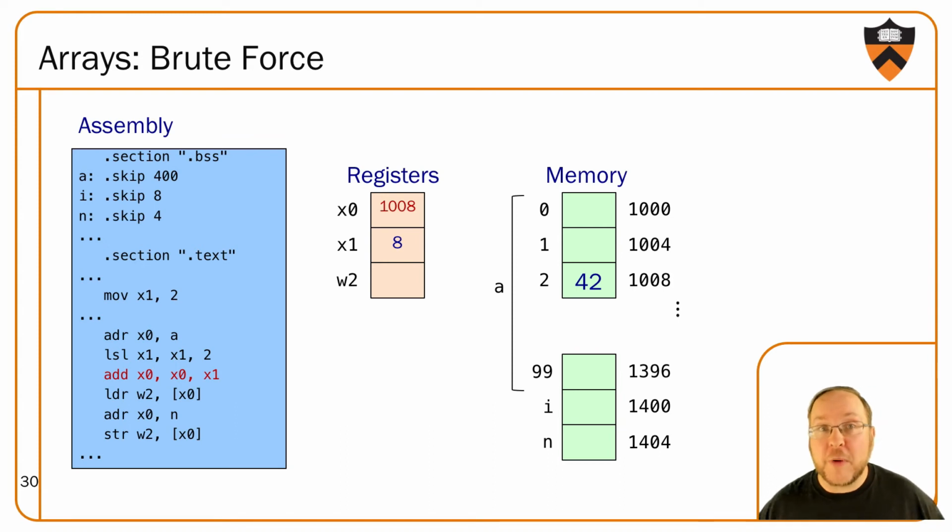If x1 is now the byte offset, and x0 we said already has the base address, all we have to do is add these two together and we get the address of the ith element of the array. So now that we have the address of a of 2, we do the LDR. This goes to the memory pointed to by the second operand. It fetches the value into the first operand. So that's dereferencing the pointer, just like we've already seen. And we get the 42 out of memory location 1008 and load it into W2.